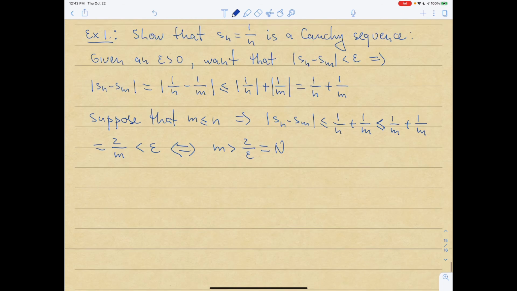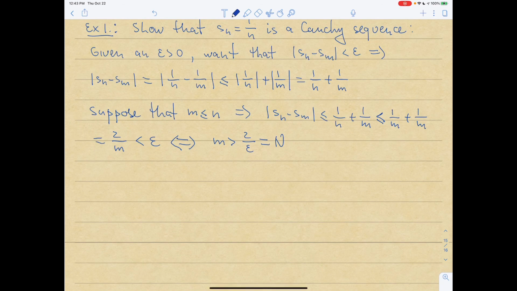All right, so then if n is bigger or equal than m, and both are bigger than capital N, by following the chain of inequalities that I've written above backwards, we have that the absolute value of 1 over n minus 1 over m is going to be less than epsilon. And so we're done, so that means that this sequence is Cauchy.